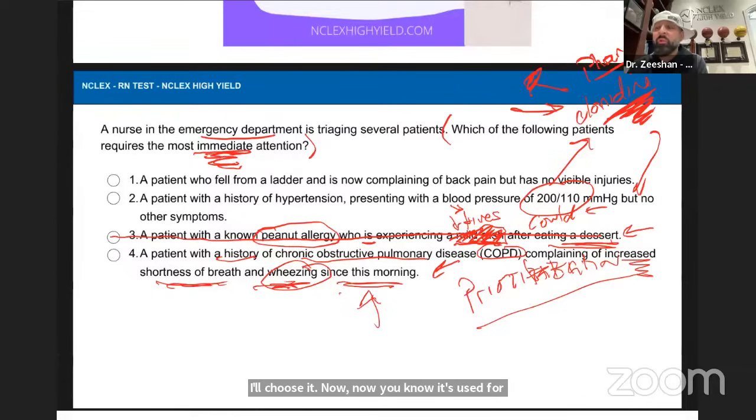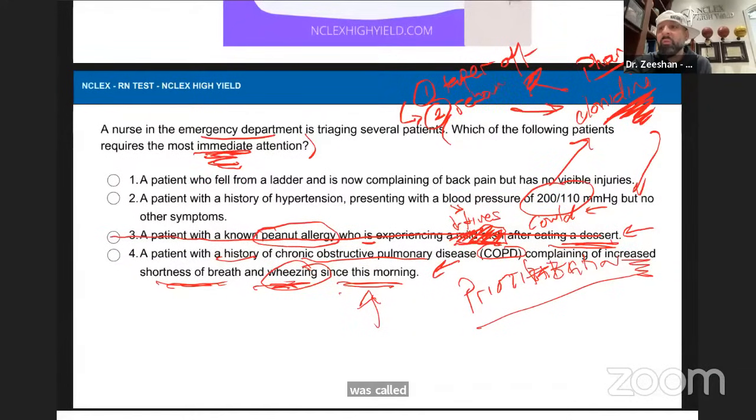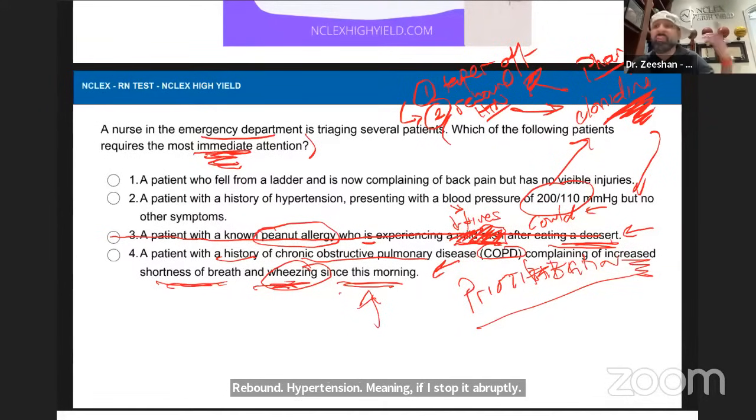But what am I worried about with clonidine? Two things I need you to know. Education is one of the other 5 ways. One, you're going to taper them off. The reason we taper them off is because of what's called rebound hypertension. Meaning, if I stop it abruptly, that 200 over 110 can turn to like 240 over 120.